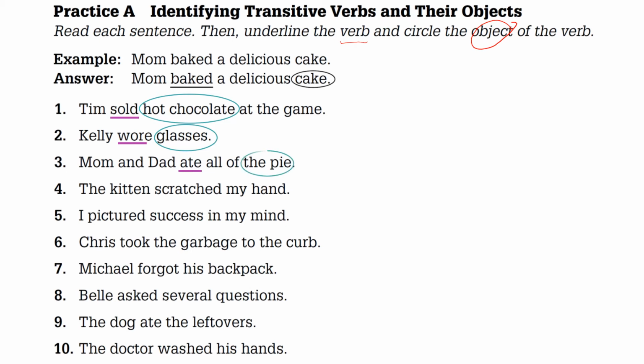So the pie is the object of the verb ate, because they ate what? They ate all of the pie. So the pie is the object.